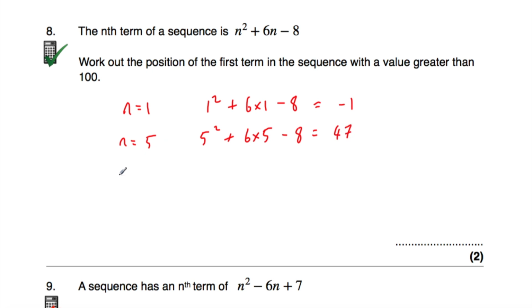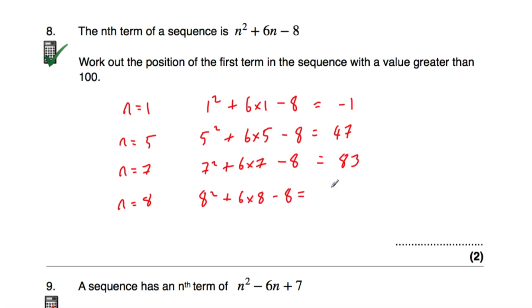So let's now try the seventh term in the sequence, so n equals 7. So we'll do 7 squared, plus 6 times 7, subtract 8. And whenever we work that out on our calculator, we get an answer of 83. So still we haven't found the first term in the sequence that's got a value greater than 100. Now let's let n equal 8. Let's find the 8th term in the sequence. So if we do 8 squared plus 6 times 8, subtract 8.